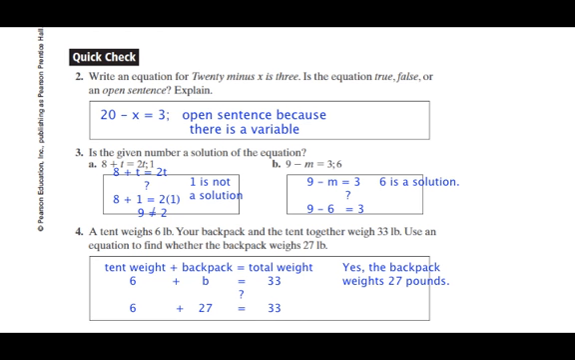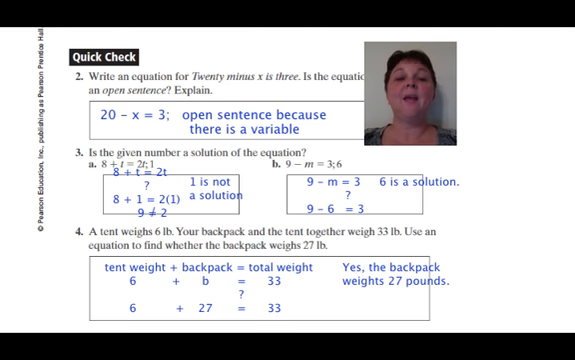We can substitute in 27 for the backpack weight, so we have 6 plus 27. Does that equal 33? Yes, it does. So yes, the backpack weighs 27 pounds. If you need more time to write down these examples, take the time now and make sure that all of your answers were correct. If they weren't, fix your problems.